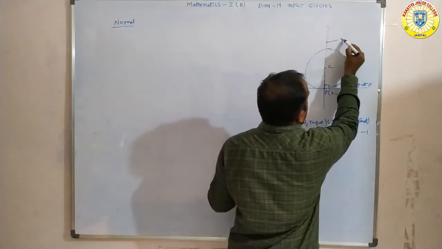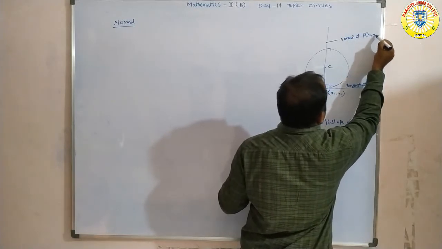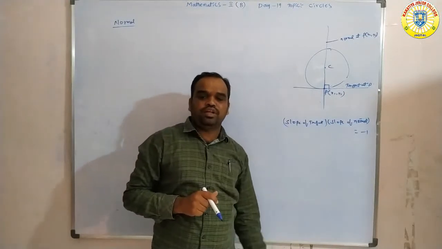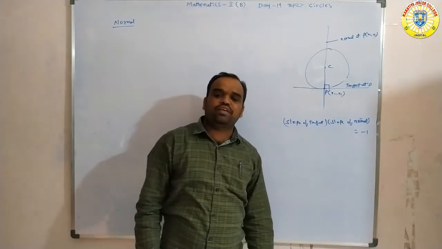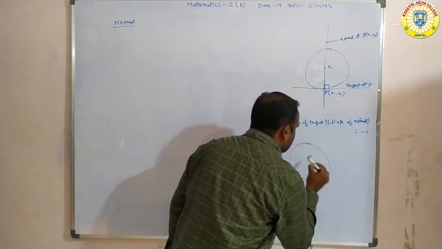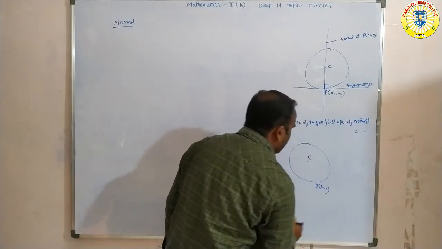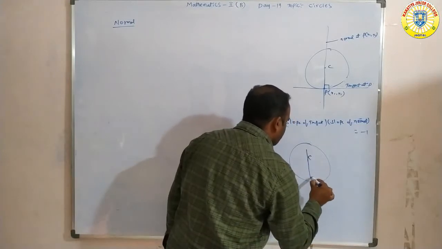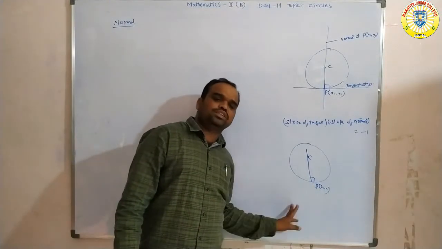Normal and tangent. This is the tangent. This is the normal at the point P of x1 comma y1. The normal is always perpendicular to the tangent at the point P, and also every normal line passes through the center of the circle. Always remember this one. See here, this is the circle, this is the center. Suppose P be any point on the circle, P of x1 comma y1. At the point P, we are drawing one perpendicular line. We must ensure that the perpendicular line passes through the center of the circle. Not only at P, at any point on the circle.